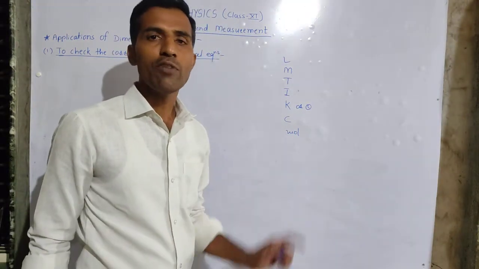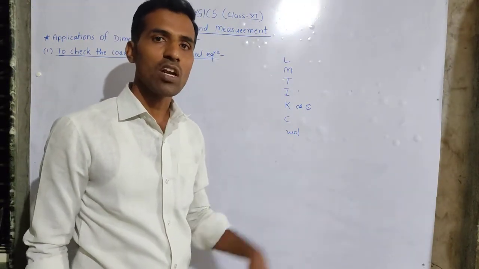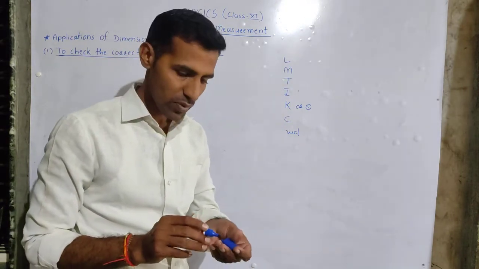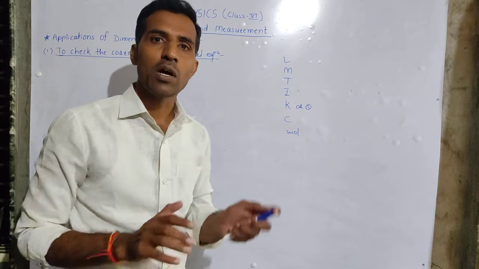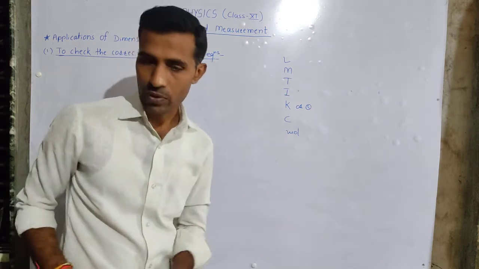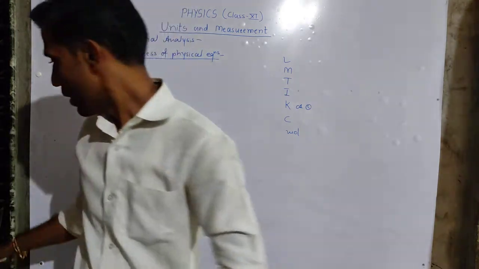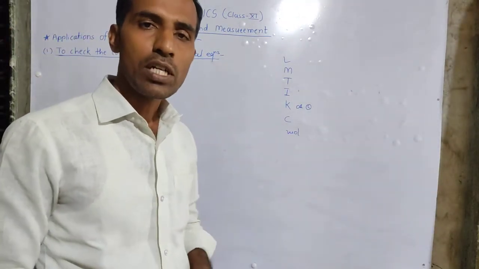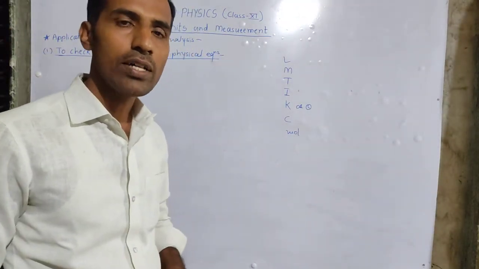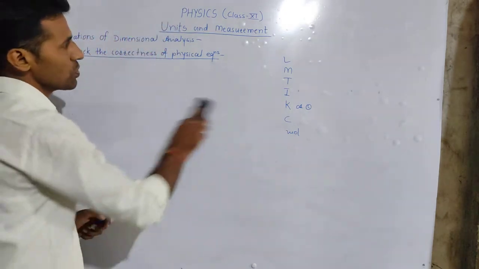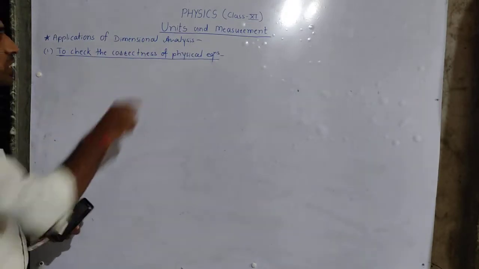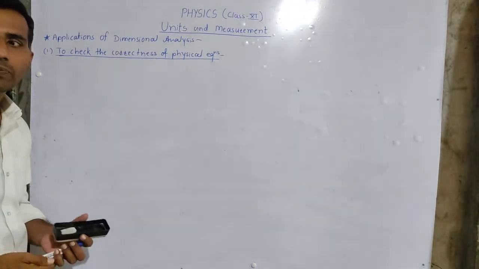Okay, the dimension of any physical quantity is expressed by using these 7 symbols. We have to express the powers of these 7 symbols. Now there are certain applications, certain uses of dimensional analysis, in which the first application we have to see is to check the correctness of the physical equation.